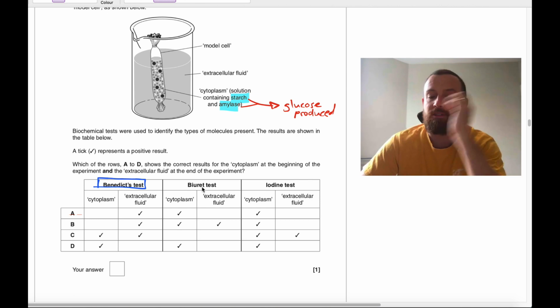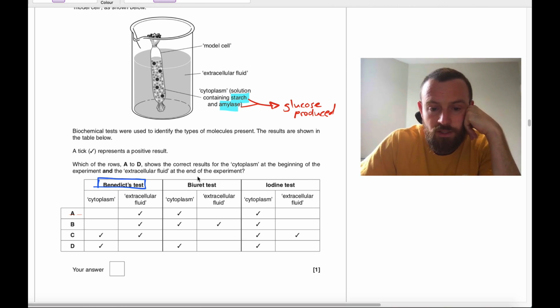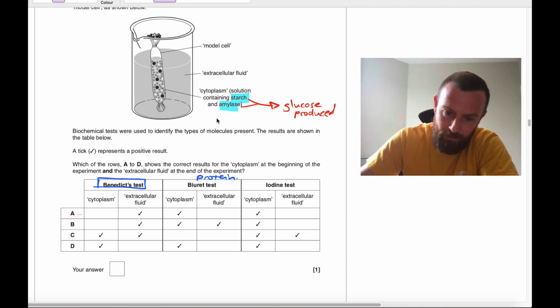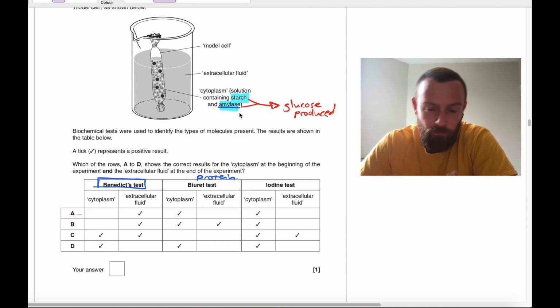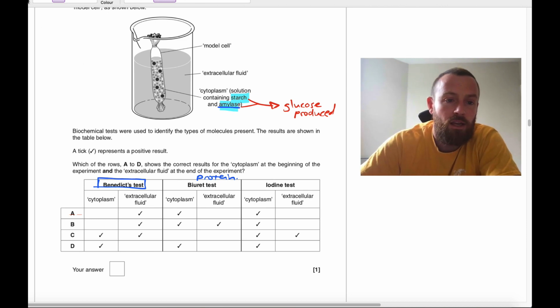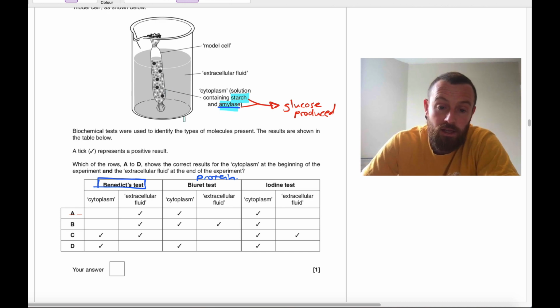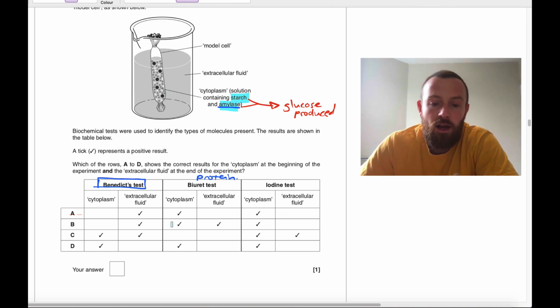Okay, so Biuret test. What is that test for? Test for protein. Is there any protein here? You might say there's no protein anywhere. You'd be wrong, because amylase, what is it? It's an enzyme, and an enzyme is a protein. So the only place we're going to have protein is inside the cytoplasm. So we're looking at these three. Oops, no, we're not looking at that one because that says both. So it's either A or D straight away.